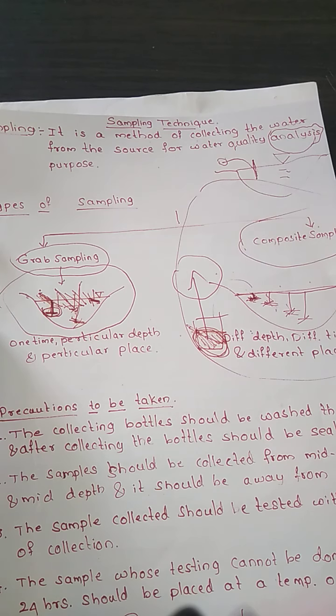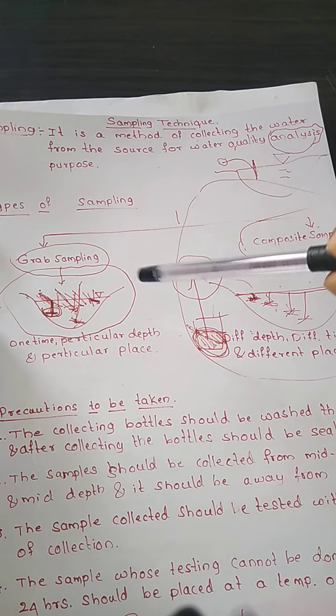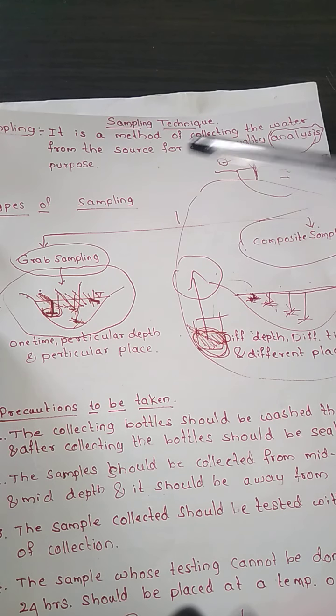So here the composite sampling is going to give you a more accurate result than your grab sampling. Grab sampling is only one time, one place, at a particular depth, whereas composite is different time, different place, and different depth. After bringing those samples, we will mix them, and then we will analyze them. So this is regarding the composite sampling. So types of sampling is over.